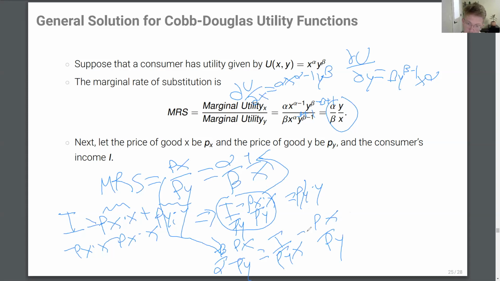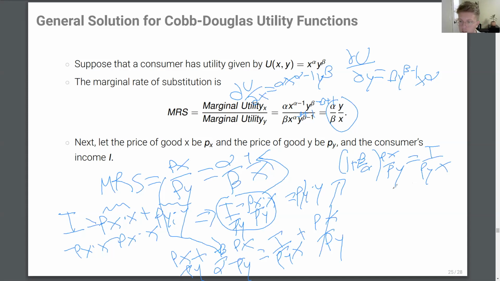Now I'm going to move px over py. I'm just going to add it to both sides, so it gets canceled out here, and I'll just have px over py over here. I can simplify a little bit, and then I'll get 1 plus beta over alpha times px over py equals I py over x. Okay, so we're starting to see how a solution for x can come about.